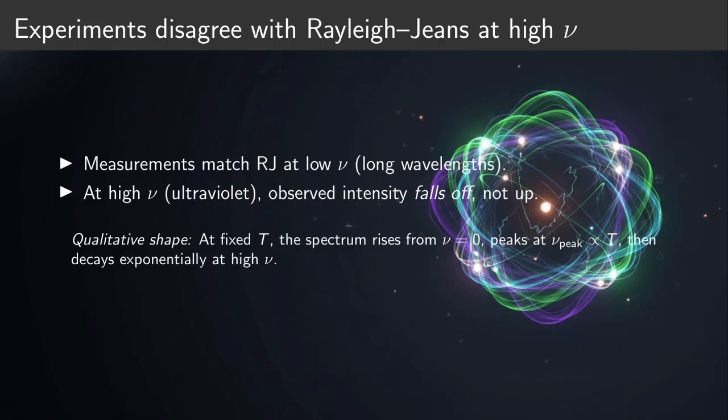Experimental failure. Experiments tell a very different story. At low frequencies, the classical prediction works well, but at high frequencies, in the ultraviolet range, the observed intensity does not increase. Instead, it drops off rapidly. Real spectra rise, reach a peak, and then decay at higher frequencies. Classical physics cannot explain this behavior.